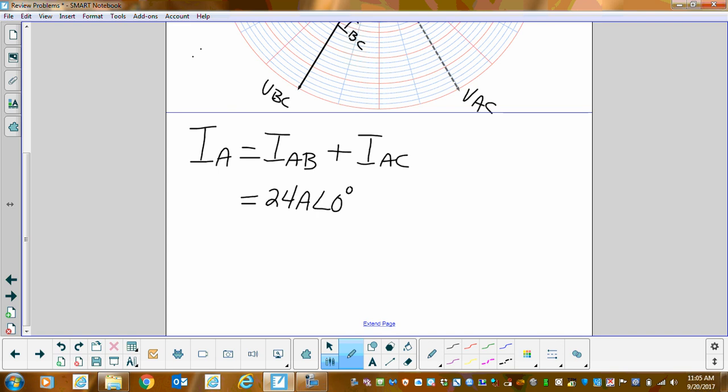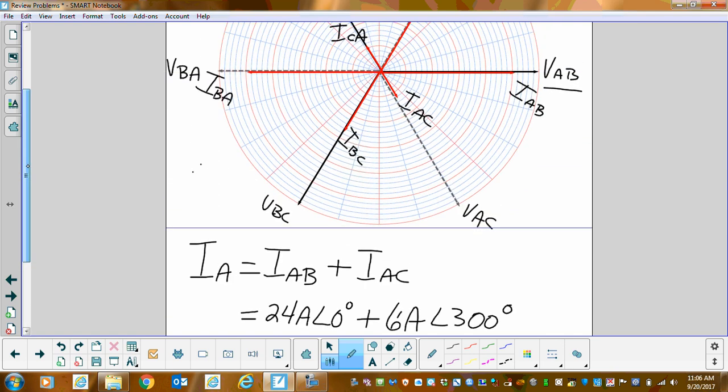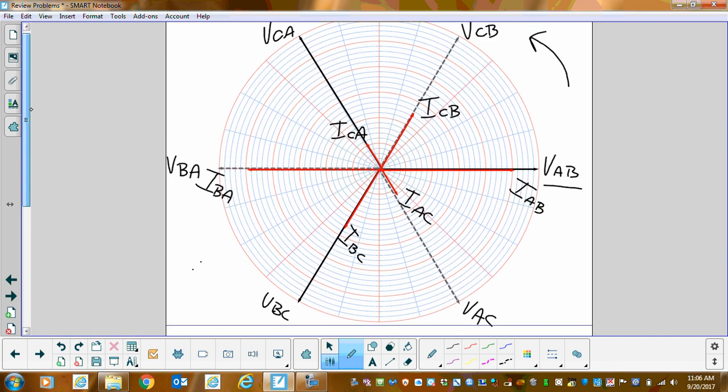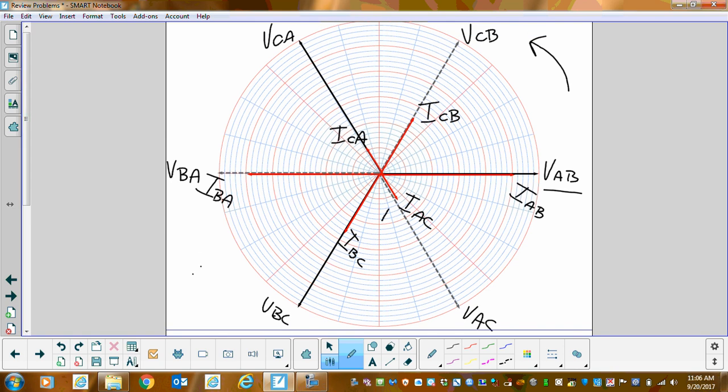Now, where is current AC and how much is it? Where is it located? How much is it? 24 amps at 330. 24 amps? Nope. It's 6 amps. Yeah, at 300. So let's take a look at that. So I'm going to just go up here. Let's find current AC. Where's current AC? Here it is right here. So it's 6 amps or 6 units long, and it's at 330 degrees.